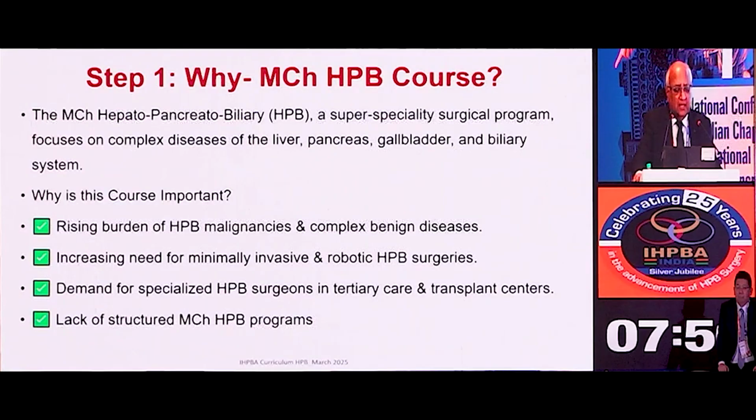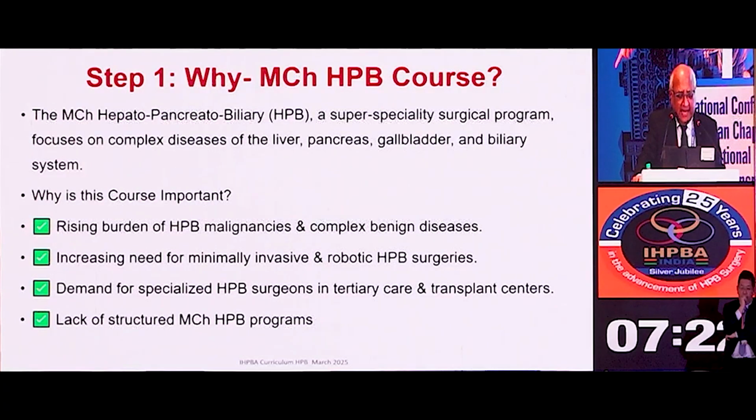So when it comes to HPB curriculum, why this course is needed? Now we are having such a big conference here that itself justifies that this has come up quite a lot, this branch. Why this course is important? Rising burden of HPB malignancies and other complex benign disorders. Increasing need for minimally invasive and robotic HPB surgeries, which is a part of the curriculum. Demand for specialized HPB surgeons in different centers. And lack of structured MCH HPB programs.